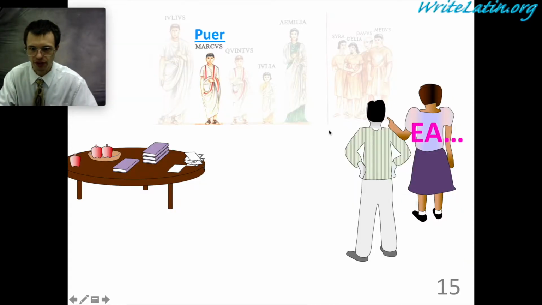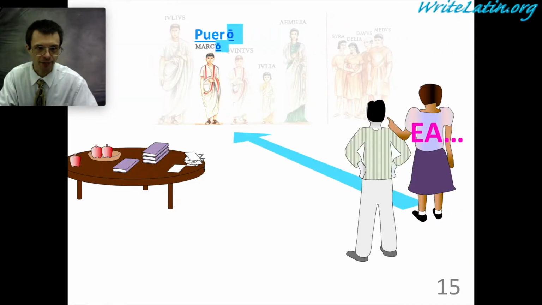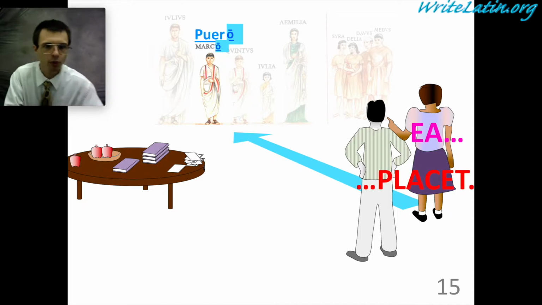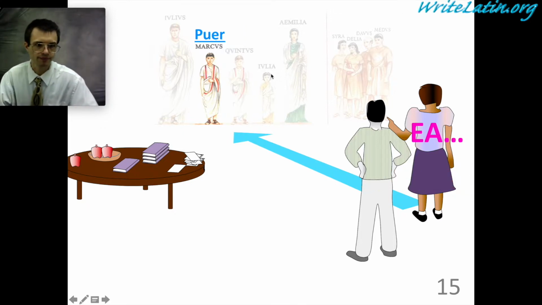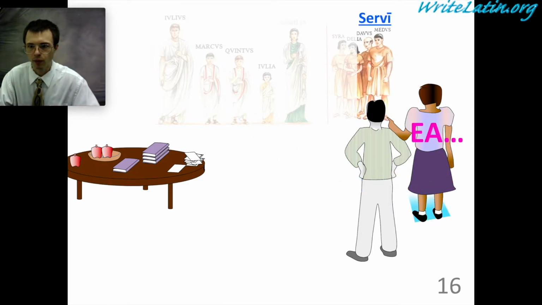Okay, so let's think about how we would do that. Like that. Bang. You want to see it again? Okay, so she, ea, puero Marco, and then finish with your verb, placet. Ea puero Marco placet. She pleases the boy Marcus. She unto the boy Marcus pleases. All right, what if she pleases the servants? Ea servis Davo Medoque. What? Placet. Very good.